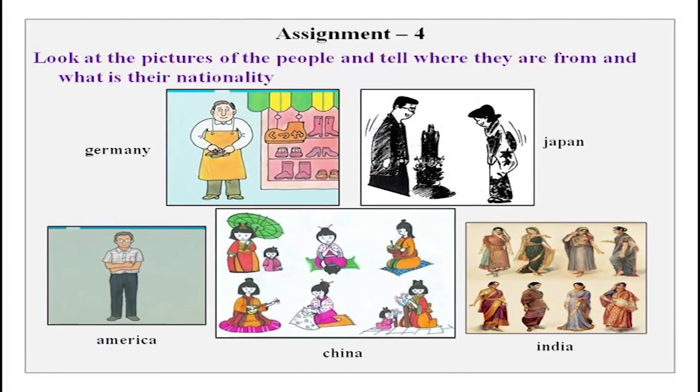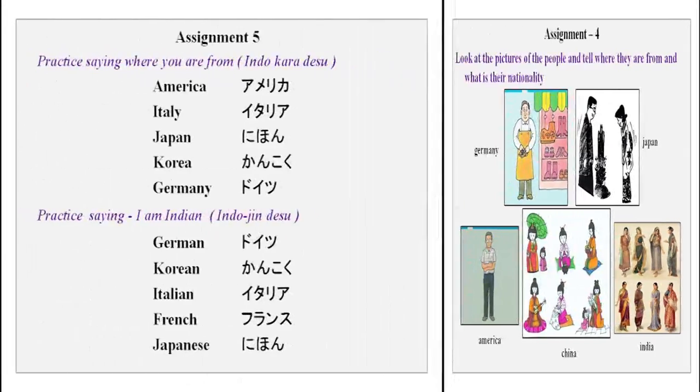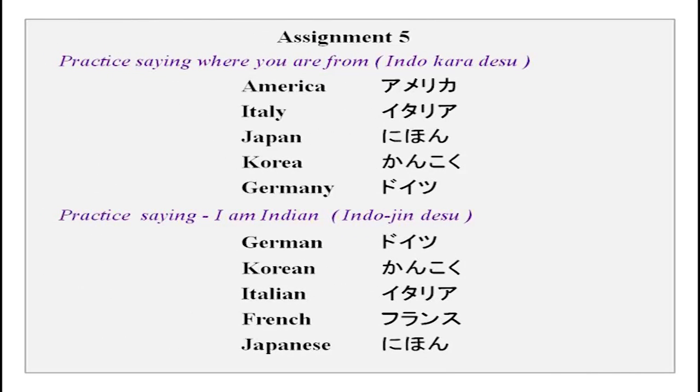Now look at the pictures of the people and tell where they are from and what is their nationality. So look at this picture, this person is from Germany. So you have to tell the name of his country and also that he is from that place. So please do it as we have done it in the class. Now practice saying this with your partner, where you are from. America, Italy, Japan, Korea, Germany. You can just practice at home so that your vocabulary also increases and you are able to speak more freely.